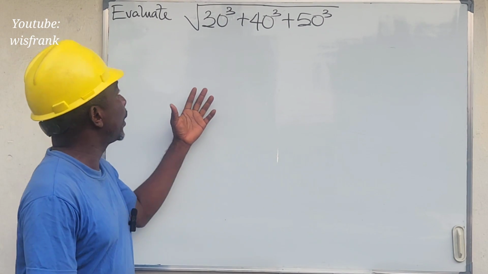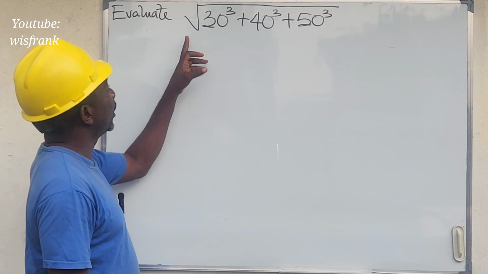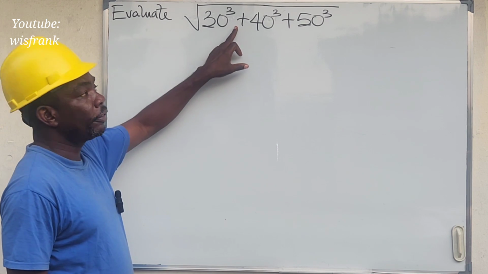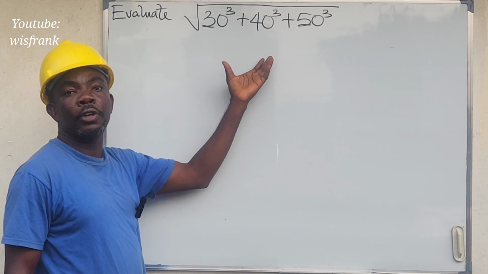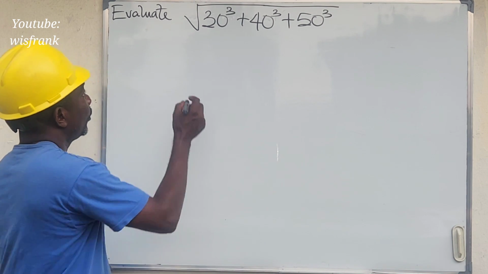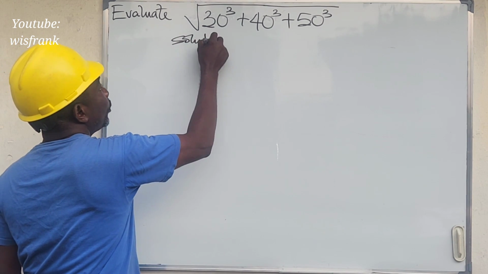Today we are going to look at this question and it says evaluate the square root of 30 to the power of 3 plus 40 to the power of 3 plus 50 to the power of 3. We are going to evaluate this without using a calculator. So we have here the solution.